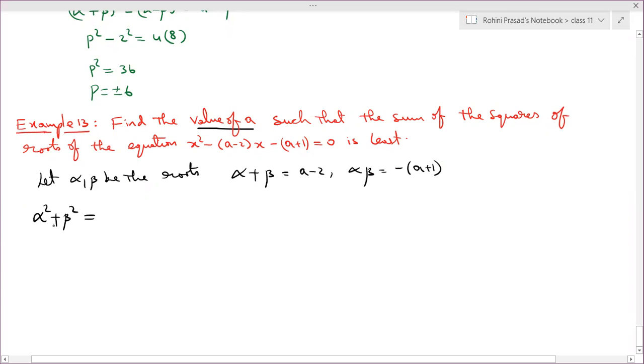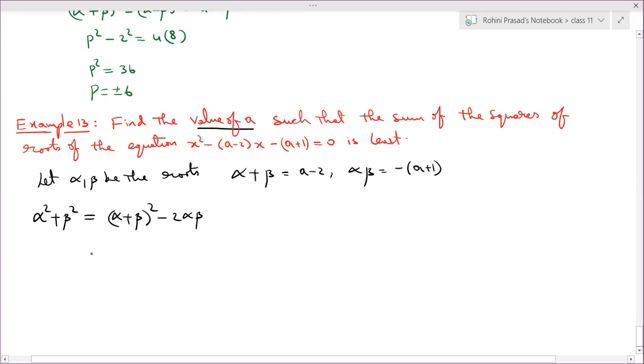Alpha square plus beta square equal to alpha plus beta the whole square minus 2 alpha beta. Sum of the squares is what is asked, and then the value of a such that this is least.